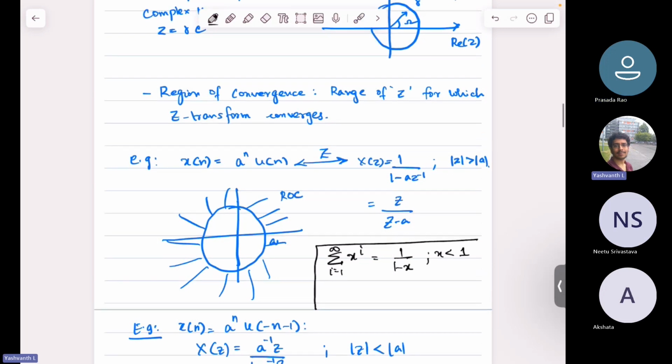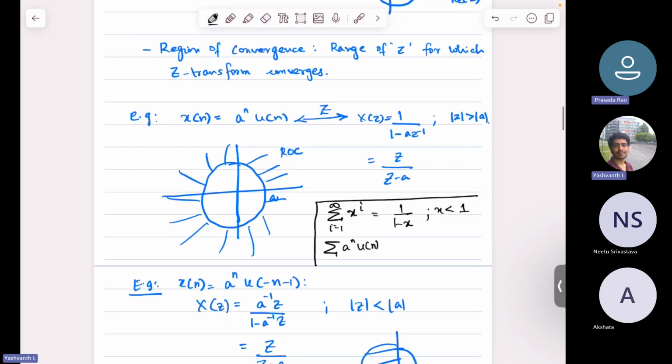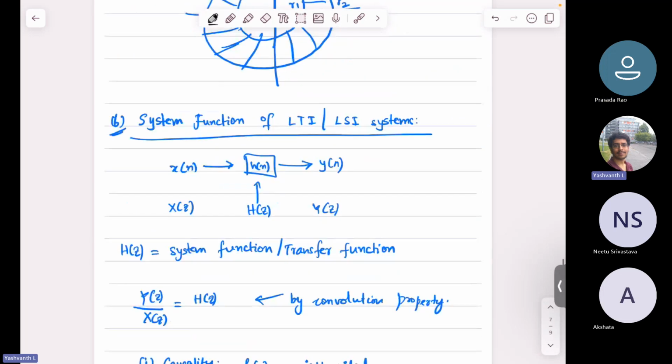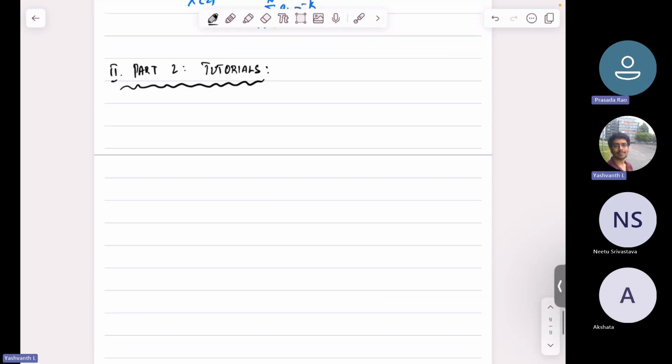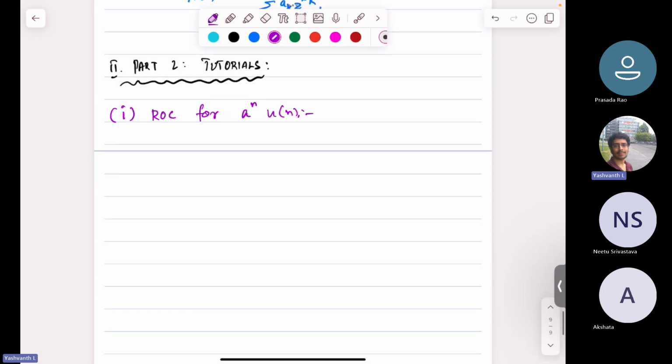a power n u of n, right? So summation a power n u of n. I don't have space here. It's okay. Let's go back to the tutorials part and let's do that here. No problem. So ROC for a power n u of n. Okay, so let's do this.